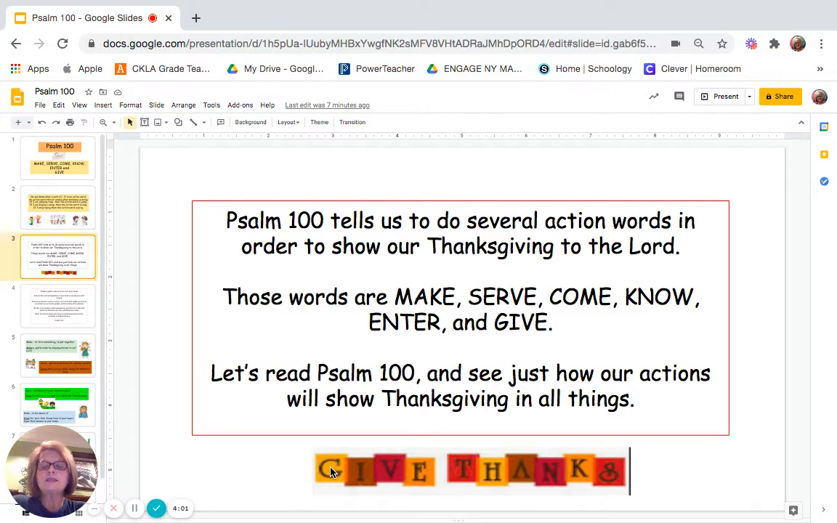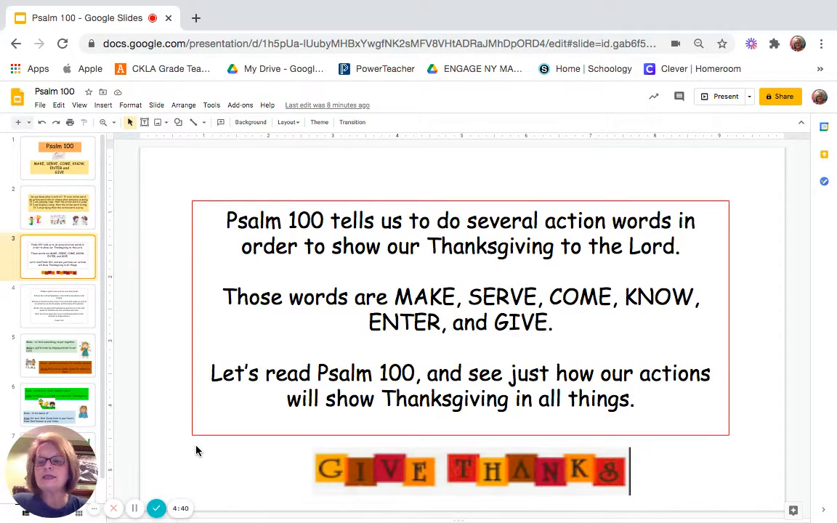We're going to read Psalm 100 and see just how our actions will show thanksgiving in all things. And remember, we've had lessons to help us understand that we are not just thankful for the good things. We're thankful for the bad too. And we're not just thankful for the great big things. We're thankful for the small ones too. We should be thankful in all things. Those little words, give thanks, are at the bottom, helping you remember that. We're going to turn to a slide that has Psalm 100 on it.